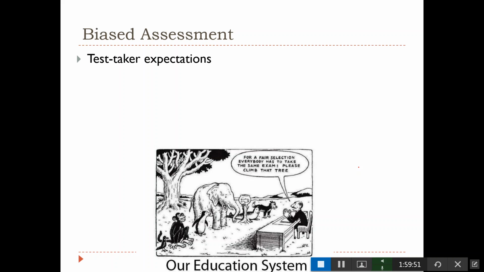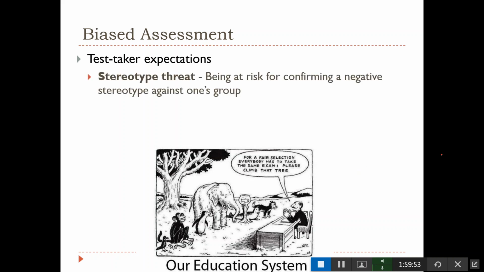For instance, test takers have certain expectations. One of these things that can affect their test scores based off of expectations is this idea known as stereotype threat. This is the idea that you are afraid that you're going to confirm a stereotype against your group, so much so that you end up confirming that stereotype and doing the thing that is expected of you, okay, in a negative way.